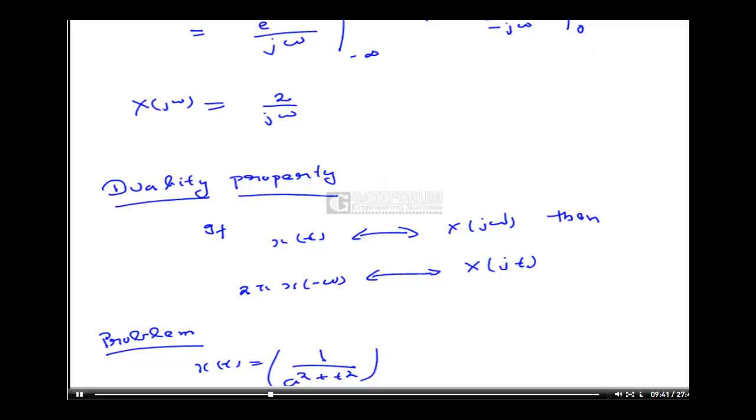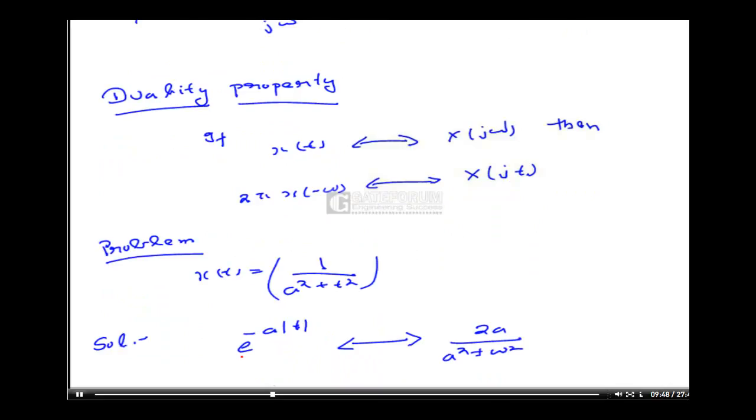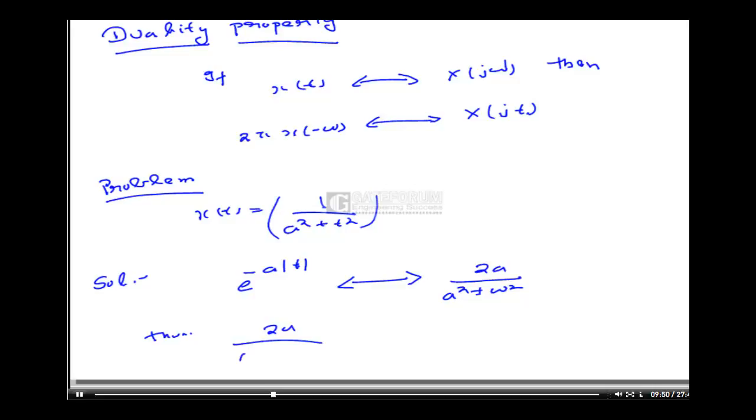Thus, 2a upon a square plus t square will have a Fourier transform of 2 pi e to the power minus a mod of minus omega, which is equal to 2 pi e to the power minus a mod omega.